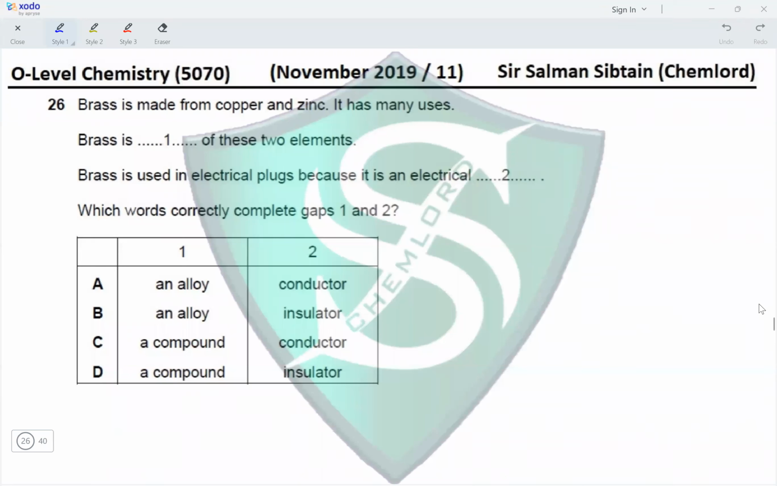Question 26. Brass is made of copper and zinc. It has many uses. Brass is a dash of these two elements. It is an alloy. Brass is used in electrical plugs because it is a metal, so it is an electrical conductor. Which words correctly complete gaps 1 and 2? In gap 1, we need alloy, which is present in options A and B. And in gap 2, we need conductor, which is present in option A, making A the correct option for this question.